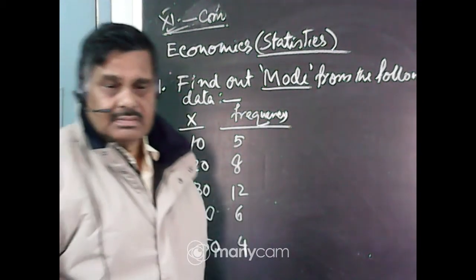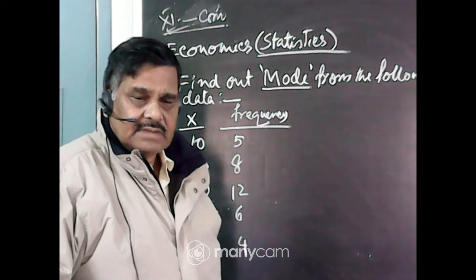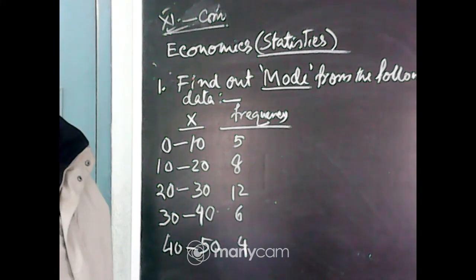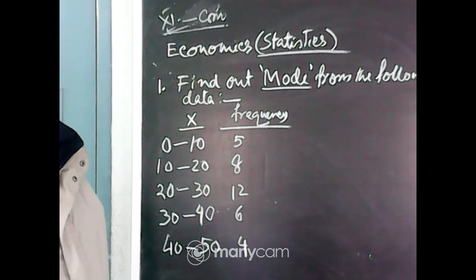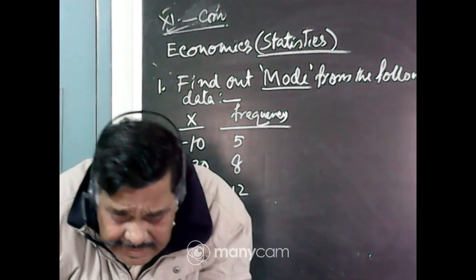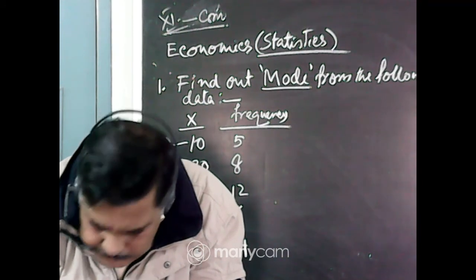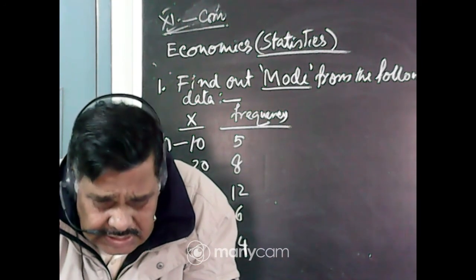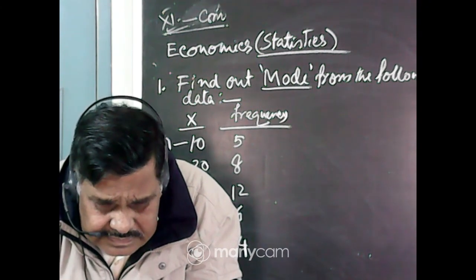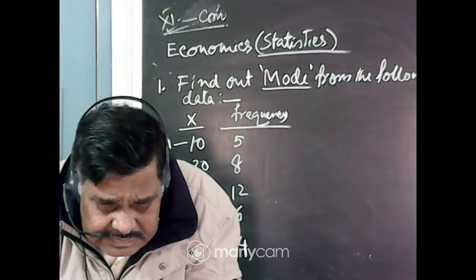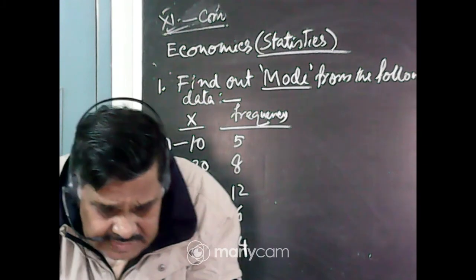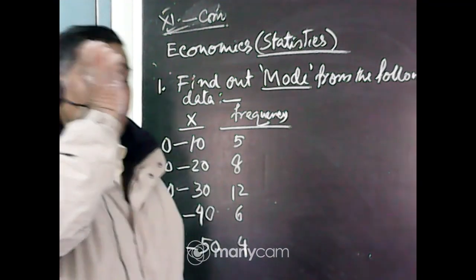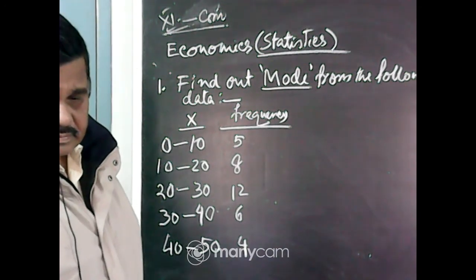If a sum on mode has been done by you, then please do this and tell me the answer. Can you work out this sum? Have you learned it? It is told that central tendency has already been completed. So mode is the last part of this, mean, median and mode. This is a very simple sum, you can do it. Write the answer.